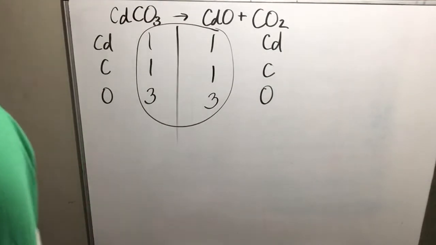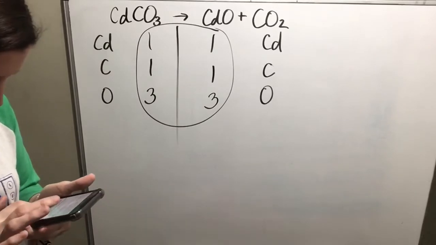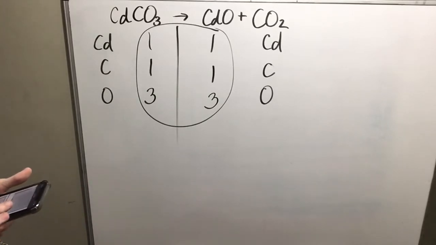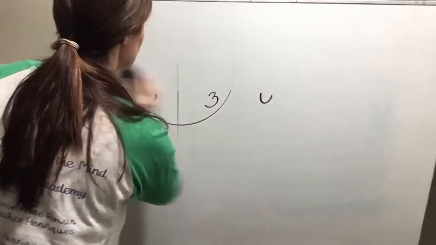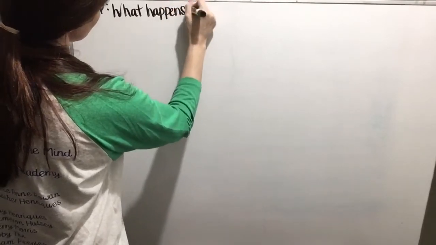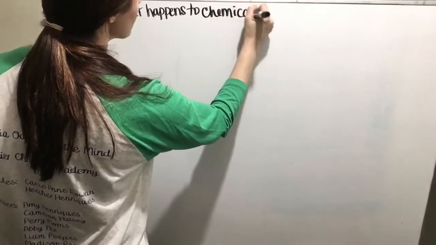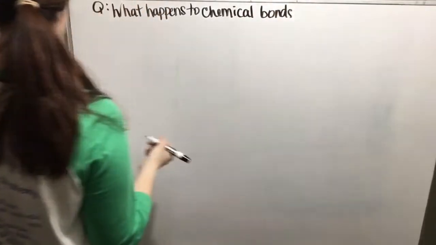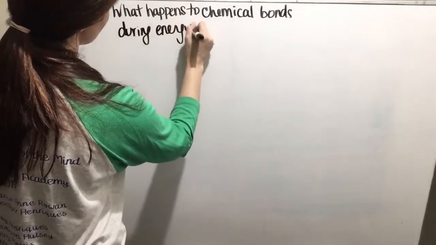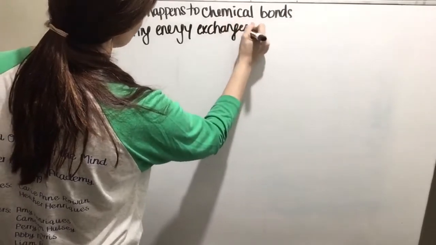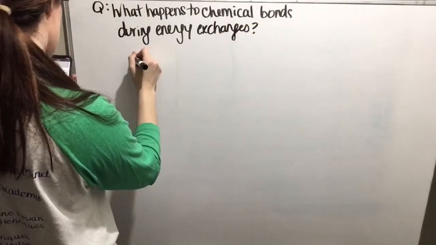Let's go ahead and do our section 5 notes. Section 5 is about chemical reactions. So I'm going to erase this. Your question for today is, what happens to chemical bonds during energy exchanges? And your heading is chemical reactions.